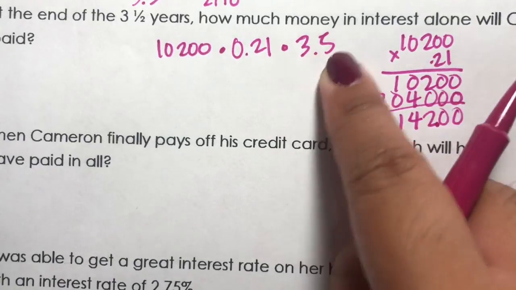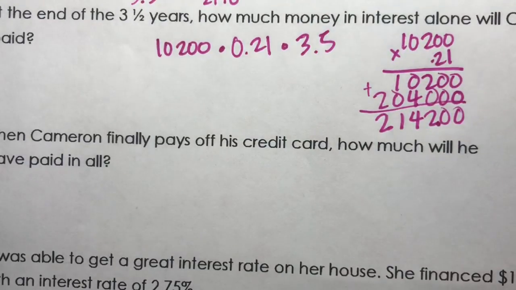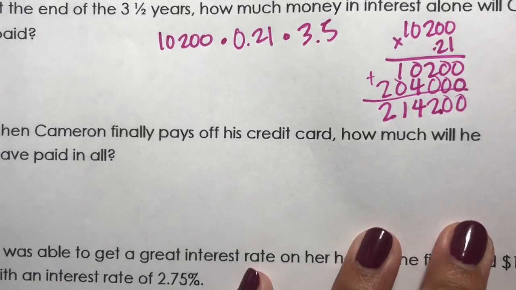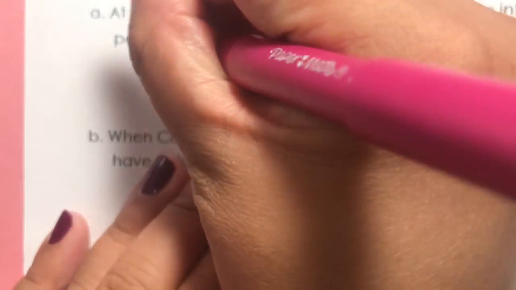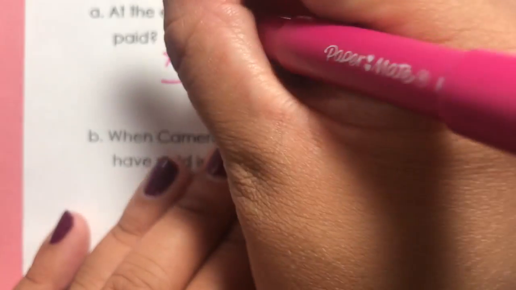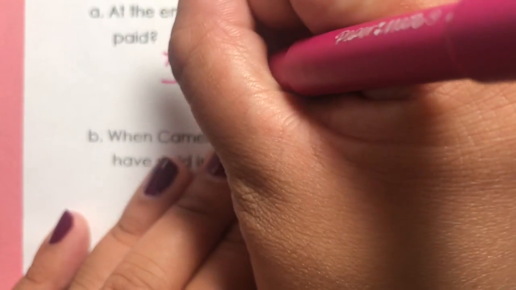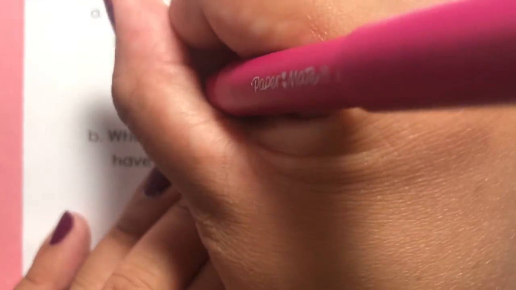Now we got to multiply it by the amount of time, okay? So this is the amount of time that we're going to have. So it's going to be 2,142 times 3.5. 5 times 2 is 10. 4 times 5 is 20, plus 1 is 21. 5 times 1 is 5, plus 2 is 7. 5 times 2 is 10.